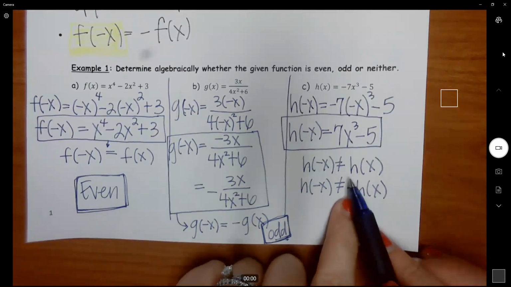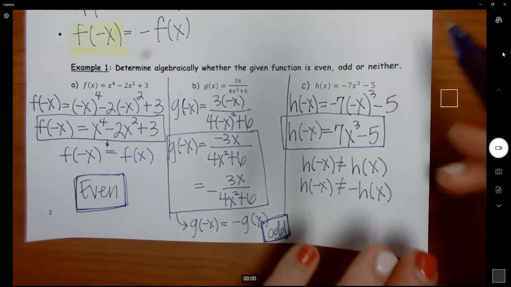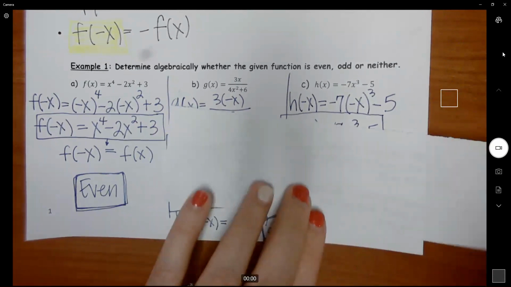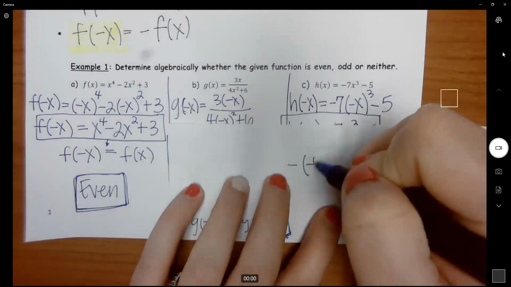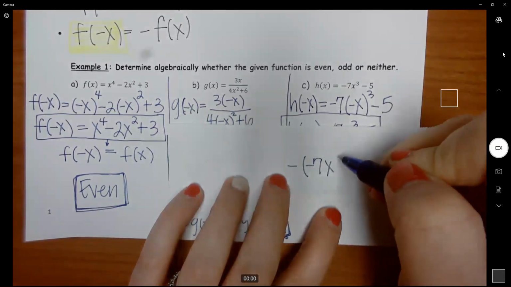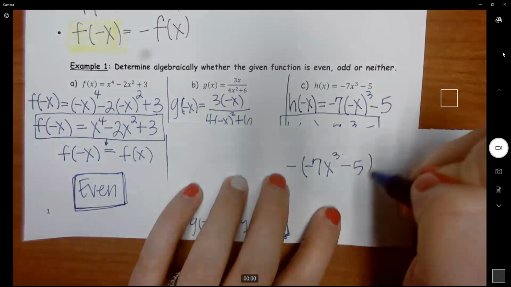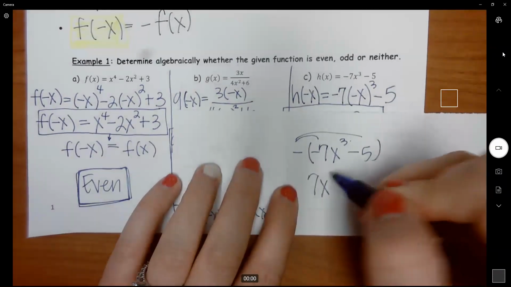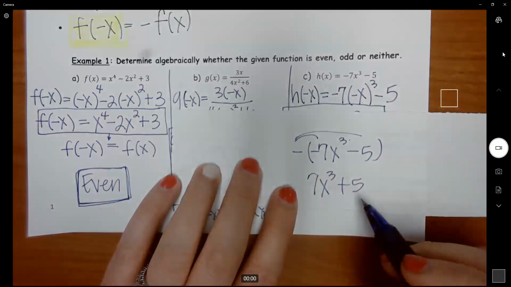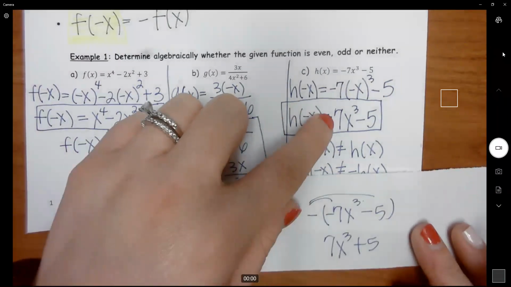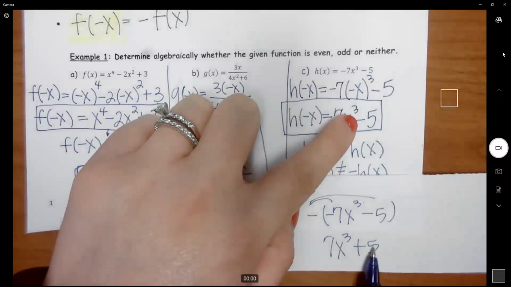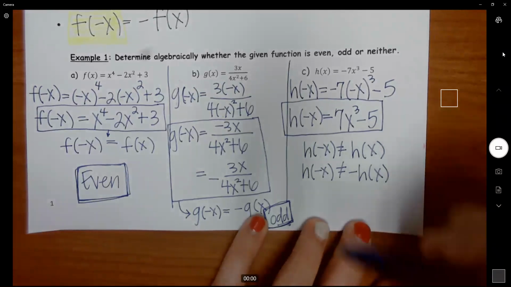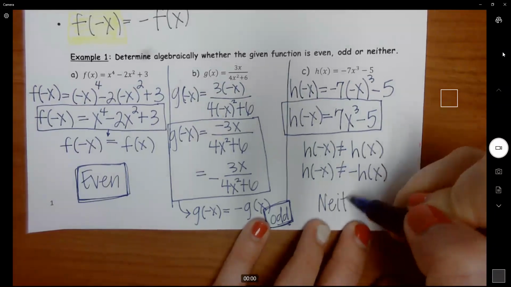For this to equal negative h of x, you would have to have negative 7x cubed minus 5. When you distribute that negative, you would get positive 7x cubed plus 5. I've got positive 7x cubed, yes, but I have a minus 5 and I should have a plus 5. So it does not equal either of these. So that makes this one here neither.